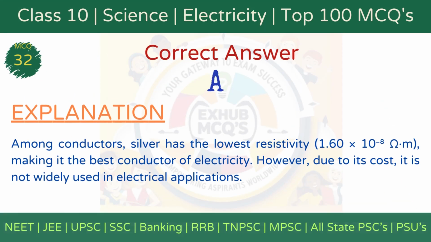The correct answer is option A, silver. Explanation. Among conductors, silver has the lowest resistivity, approximately 1.60 times 10 to the power minus 8 ohm meter. Its excellent conductivity makes it the best conductor of electricity, but its cost limits its use in most applications.